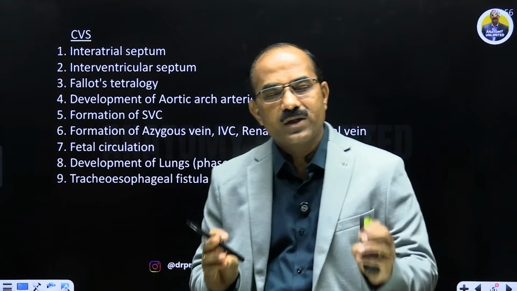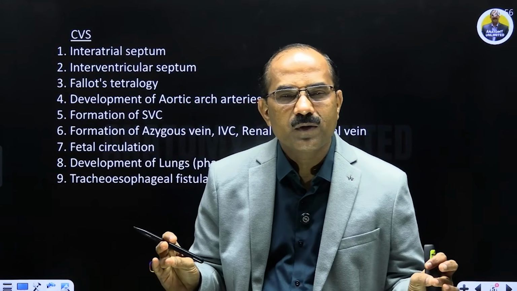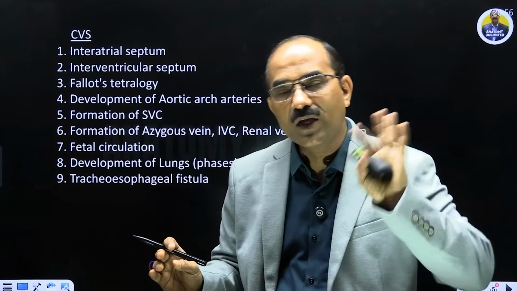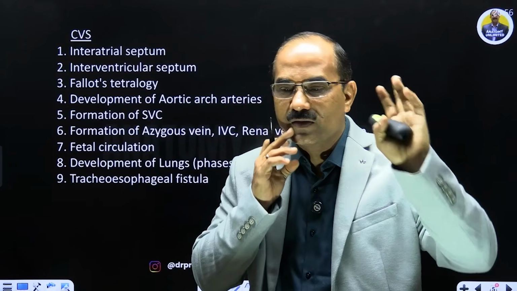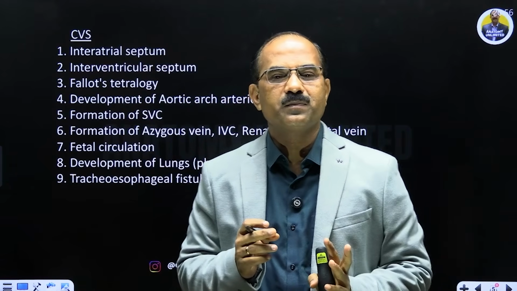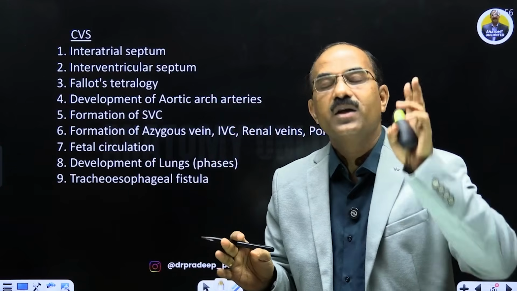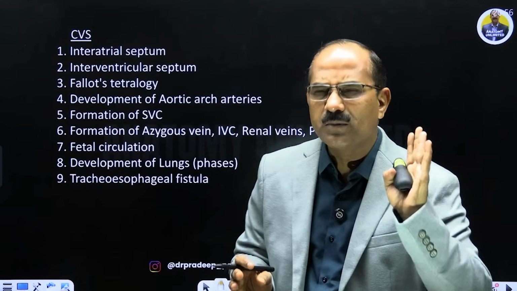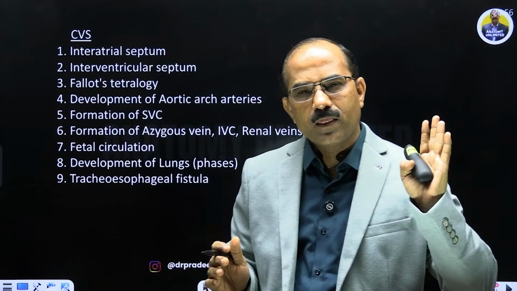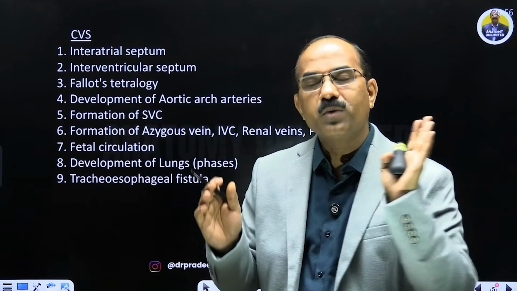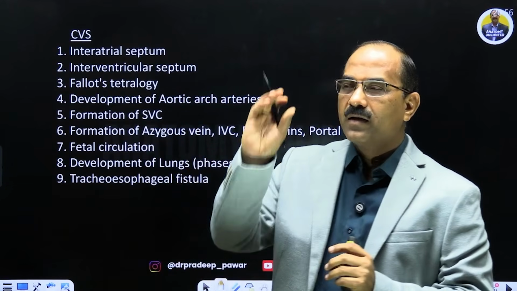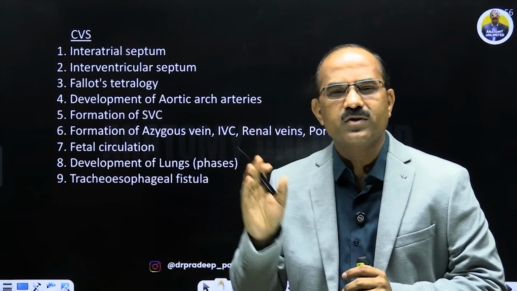CVS, interatrial septum, interventricular septum. Okay, AV cushion. If the AV cushion is not formed, there occurs interatrial and interventricular septal defects. Tetralogy of Fallot, the 4 conditions in tetralogy of Fallot. The cause of tetralogy of Fallot, the primary cause is the shifting of aorticopulmonary septum to the right side, causing pulmonary stenosis. That's the main cause of TOF.